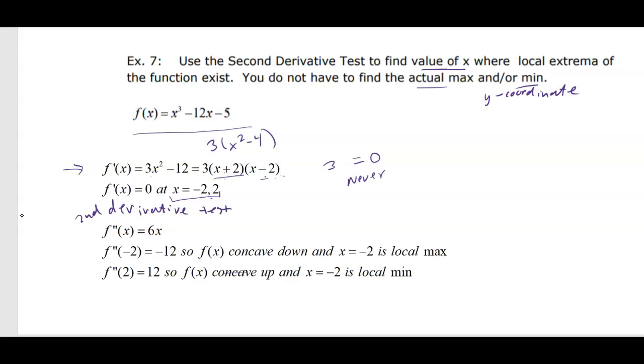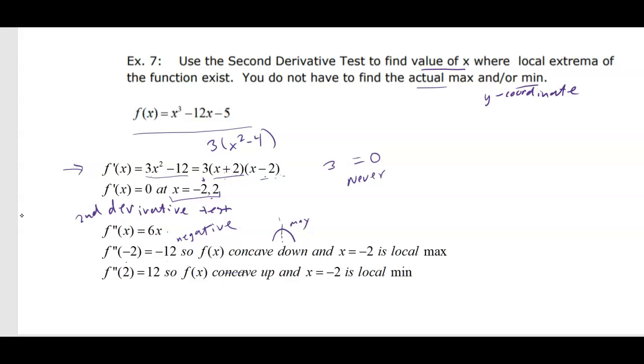So the second derivative of 3x squared minus 12 is 6x. So I take each critical value. I have negative 2, so I find f double prime of negative 2, and I find that this is negative. The second derivative is negative, so my function must be concave down. Concave down looks like that. So if this is x equals negative 2, that must be a local maximum.